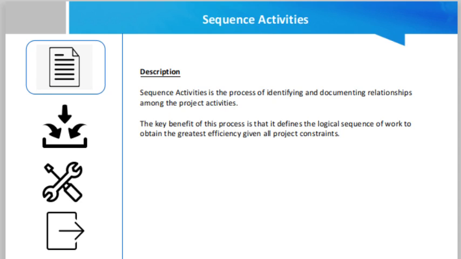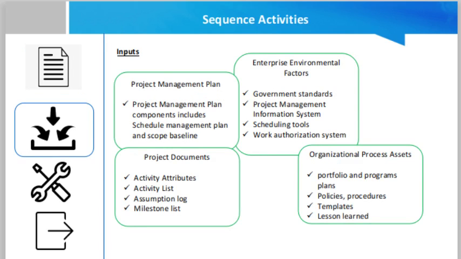Sequence activities is the process of identifying and documenting relationships among the project activities. The key benefit of this process is that it defines the logical sequence of work to obtain the greatest efficiency given all project constraints. Now, if we talk about the inputs, they are the project management plan, project documents, enterprise environmental factors and organizational process assets.